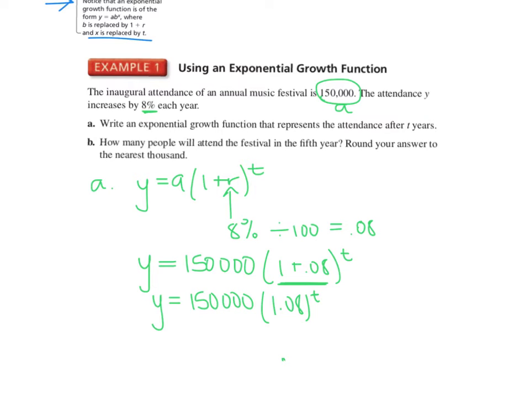All right, so the next thing I'm going to do is go ahead and answer part B question. The second question is, how many people will attend the festival in the 5th year? Remember that T is years, so for part B, we're told that T equals 5. So all we're going to do is plug in 5.